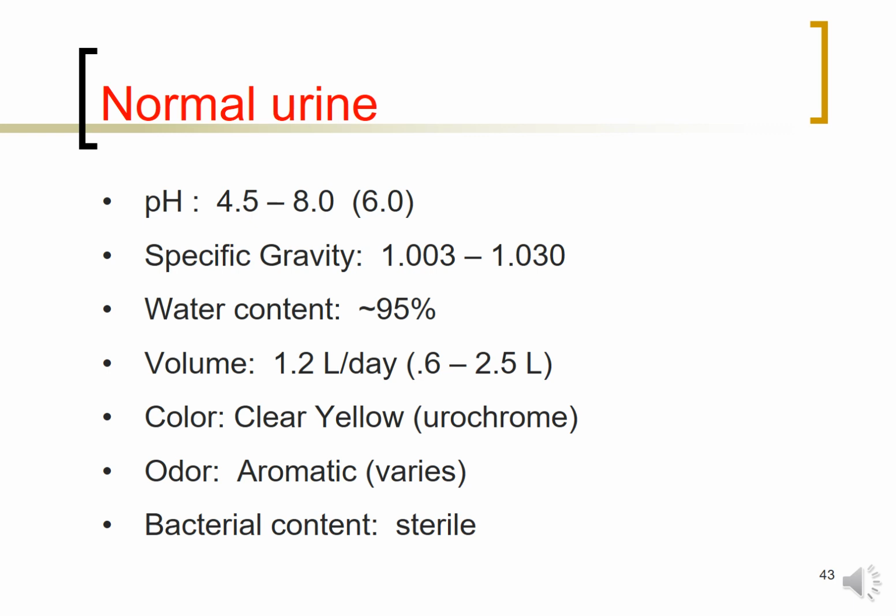We mentioned average urine volume, about 0.6 to 2.5 liters. Color: the color of urine is due to the presence of urochrome, which is a breakdown product of red blood cell metabolism. This is a yellow pigmented compound. The odor of the urine may vary depending on what type of foods you've consumed. Urine should not contain any bacteria and should be sterile.